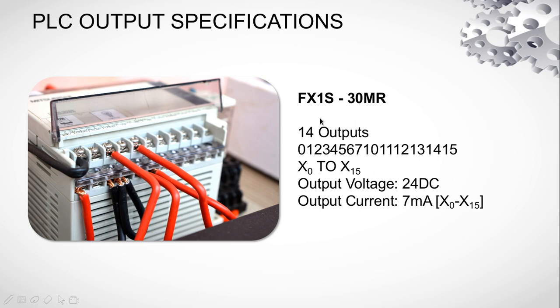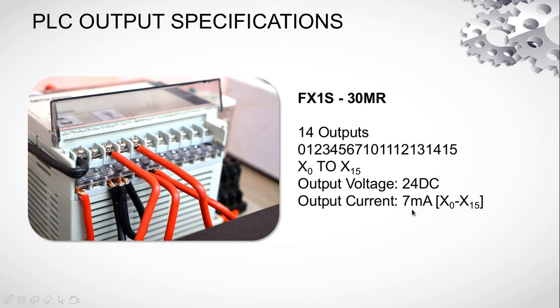It's an FX1S 30MR Mitsubishi PLC. So our outputs are 14. Again, from X0 till X15 is our set of output devices. Of course, skipping number 8 because it's an octal number system. And the output voltage is 24 volts DC and an output current of 7 milliamps.